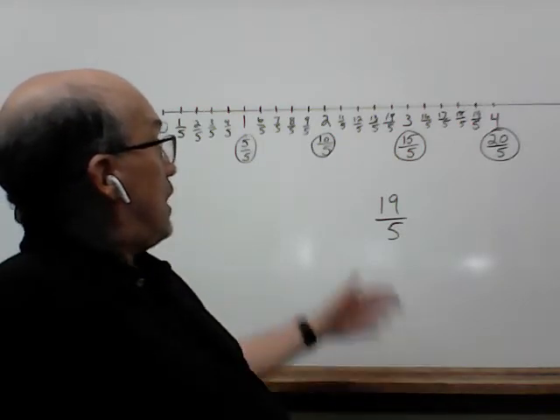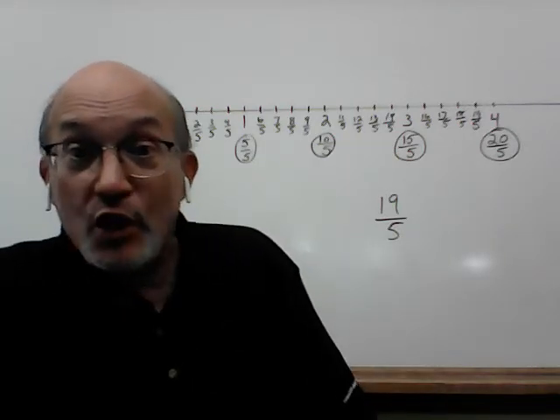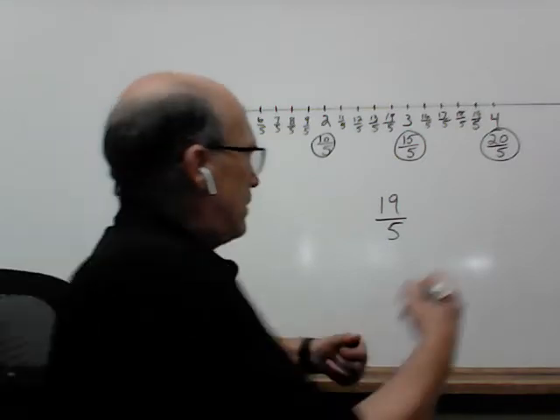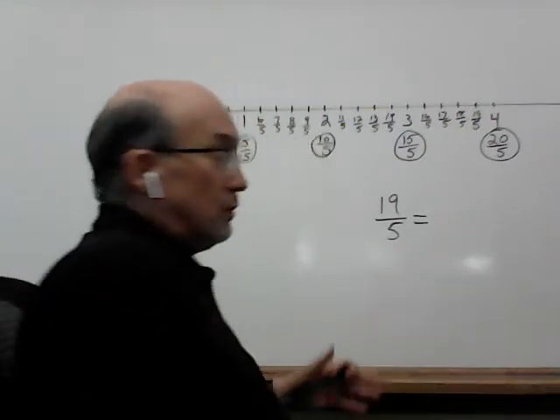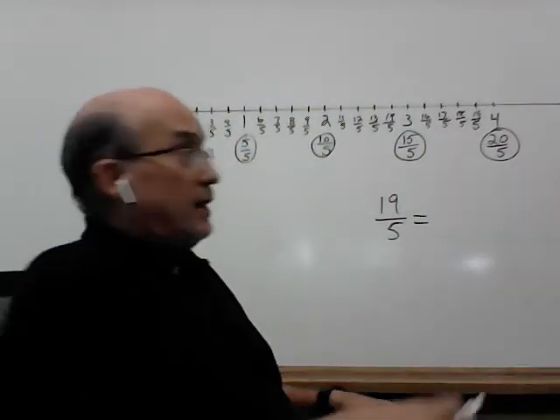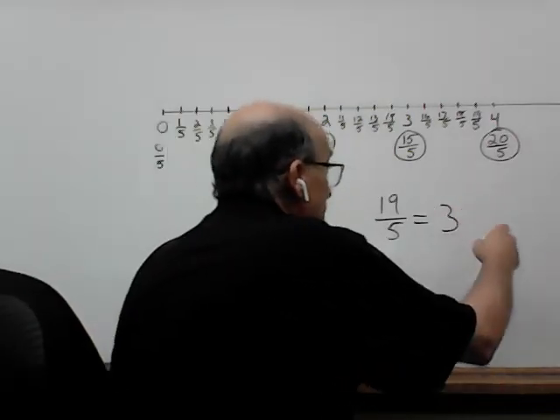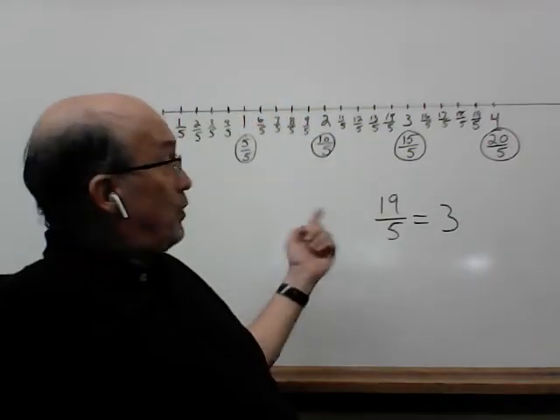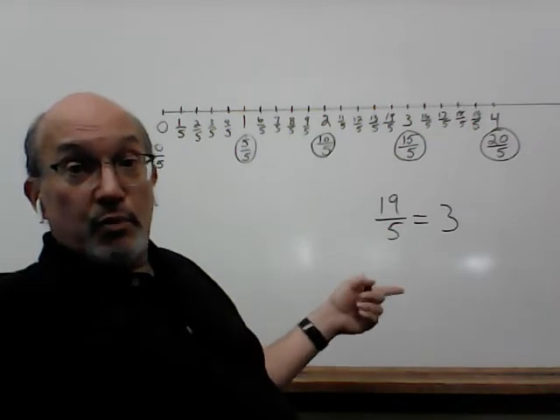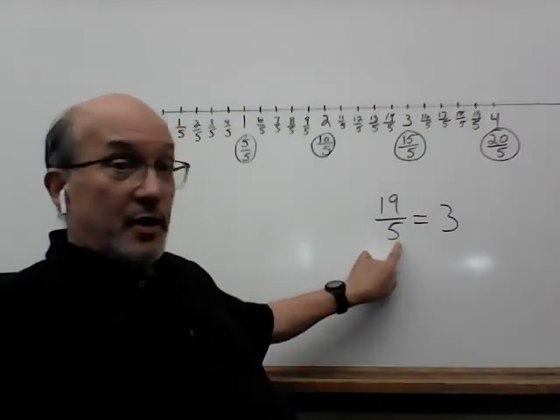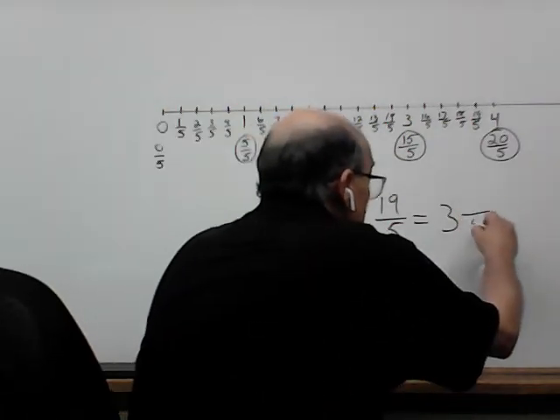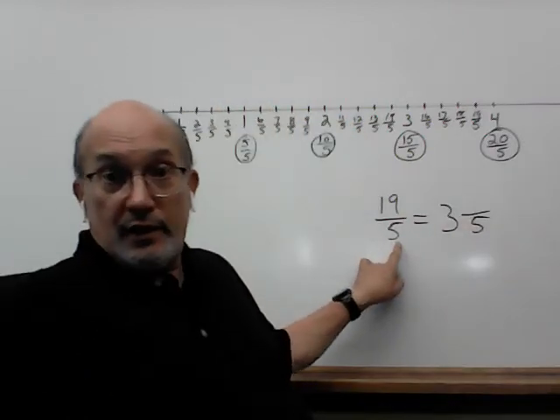So we have a number, 19/5, it's between 3 and 4, but it is not 3.5. Isn't it? Well, you figure it out. It's 3 plus how many more fifths? You see, when we're converting from an improper fraction to a mixed number, this denominator is also going to appear over there. That's how it works.